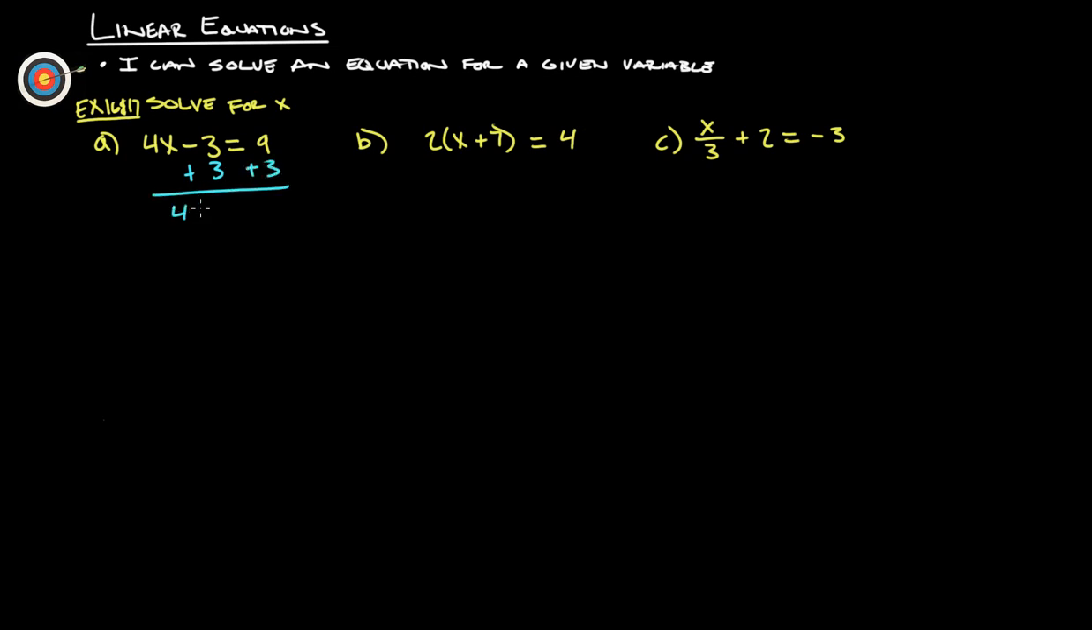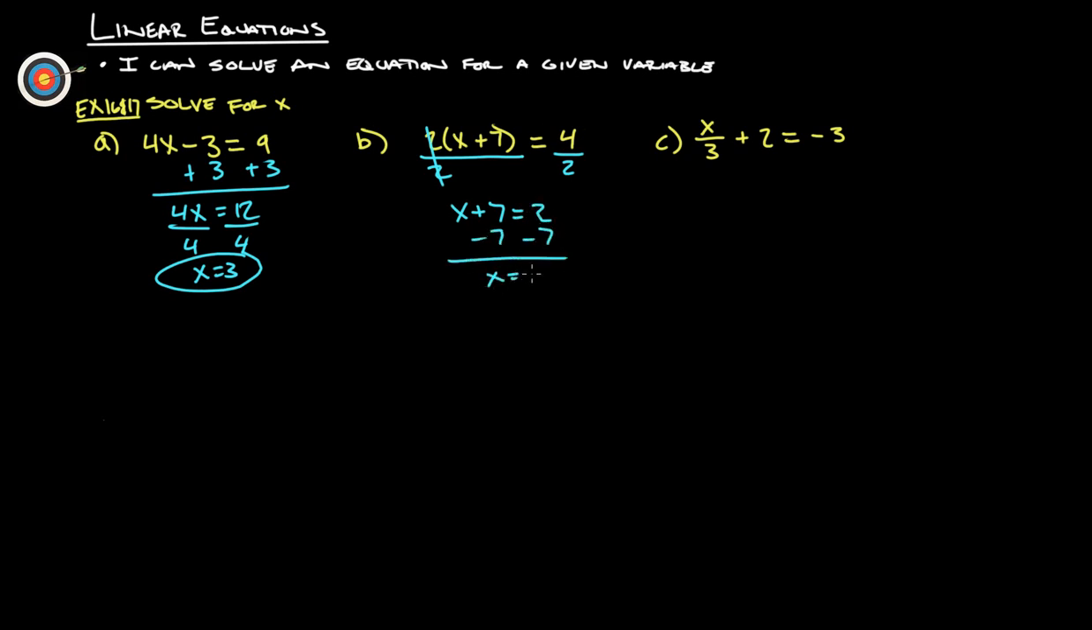And we've got 4x equals 12. Divide both sides now by 4, and we get x equals 3. For this next one, there are a couple of ways you can do this. You can distribute the 2 through first and then solve, or we can simply divide both sides by 2 first to get rid of that, and we're just left with x plus 7 equals 2. Subtract 7, and we get x equals negative 5.